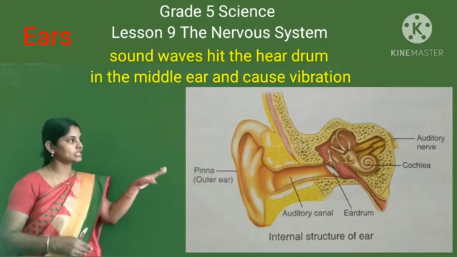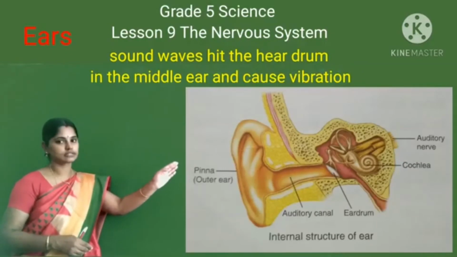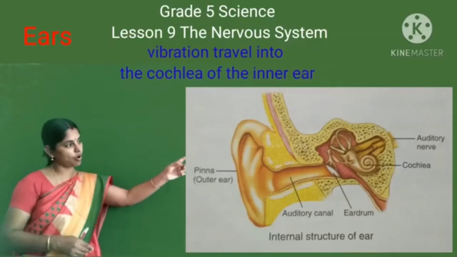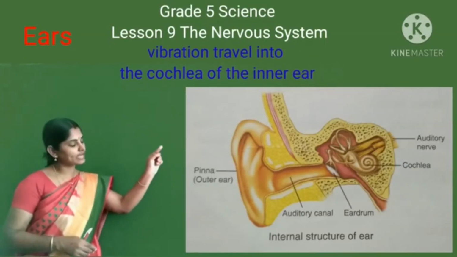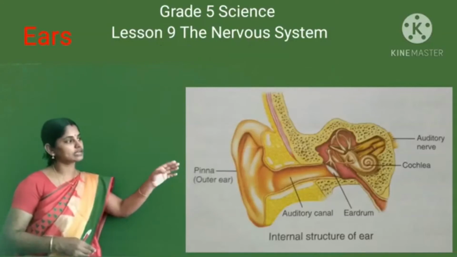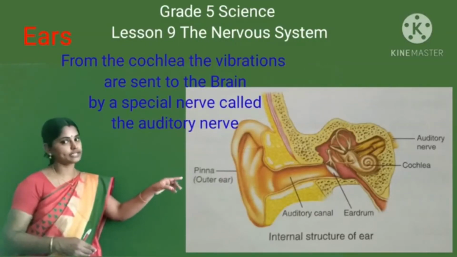The eardrum starts to vibrate. That vibration is carried to the cochlea, which is in the inner ear. So the sound is carried to the cochlea in the inner ear. Then from the cochlea, the vibrations are carried to the nerves, the auditory nerves. That's called the auditory nerves.